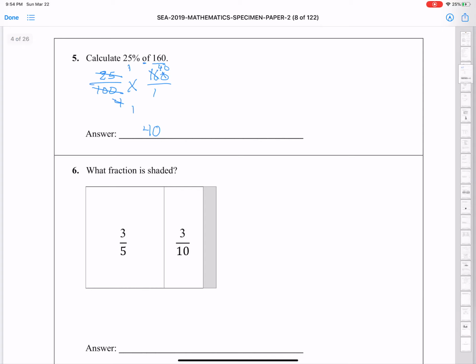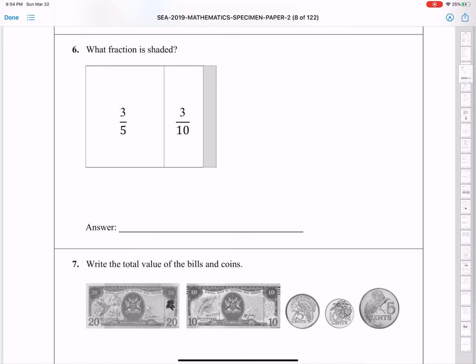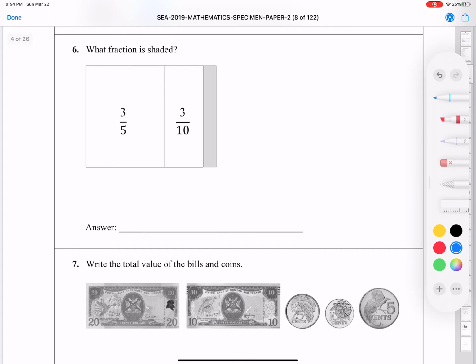Number 6. What fraction is shaded? Very interesting. This could look like a complicated question, but it's not. We have 3/5 on one side, and we have 3/10 on the other side. We can change fifths into tenths. Let's go back to our fraction.